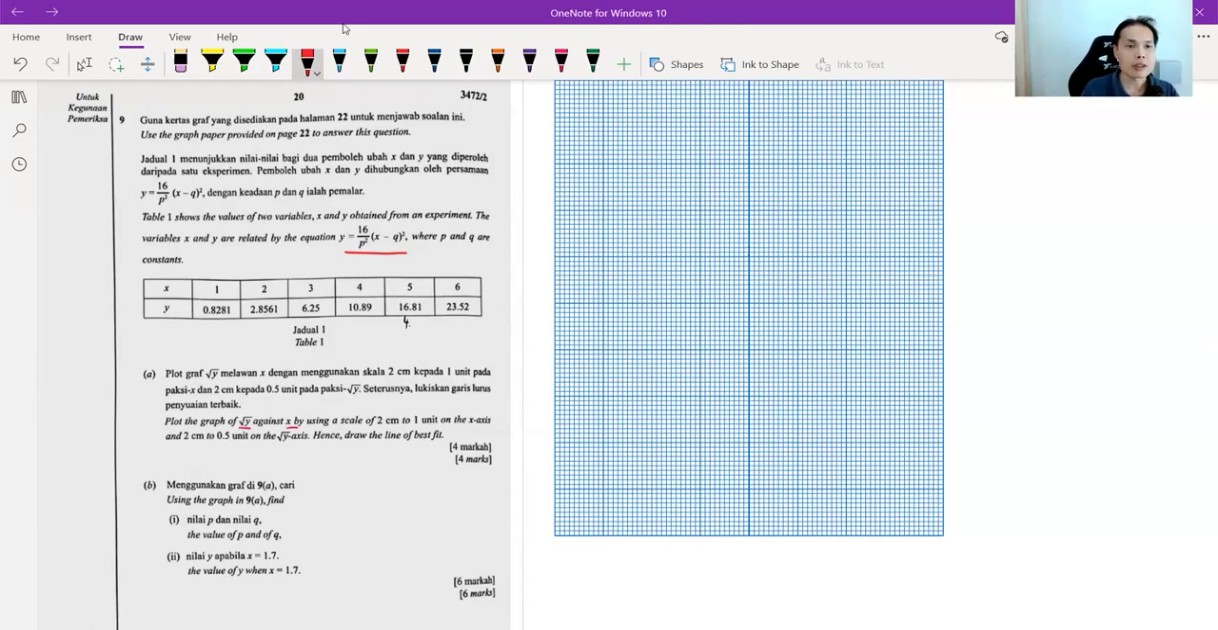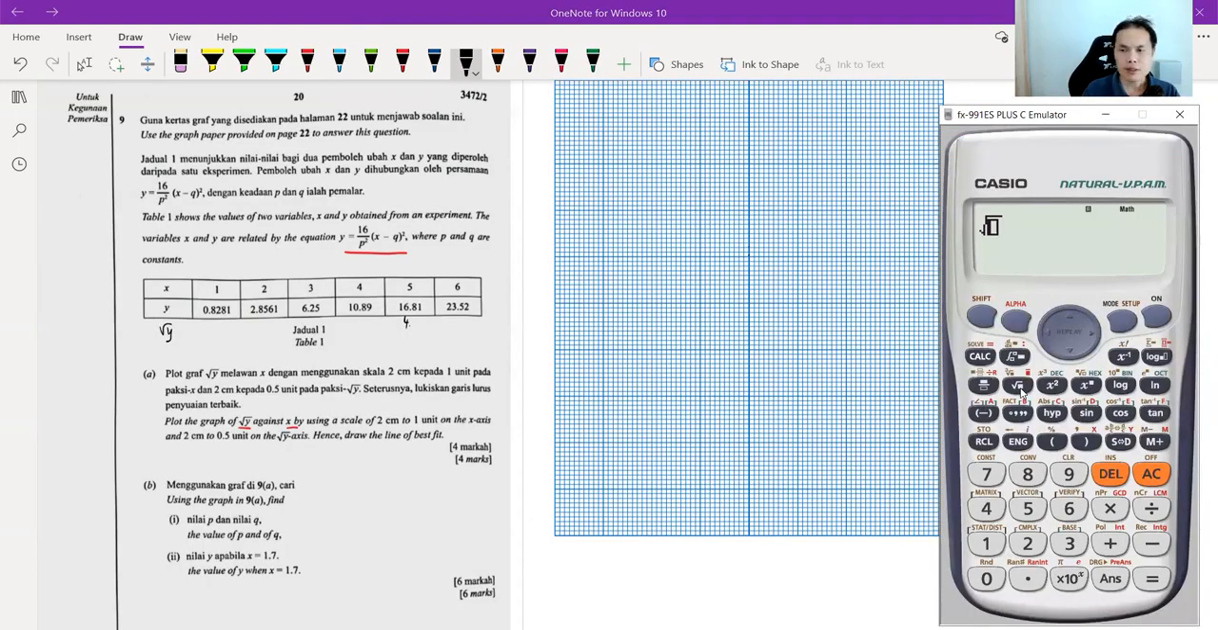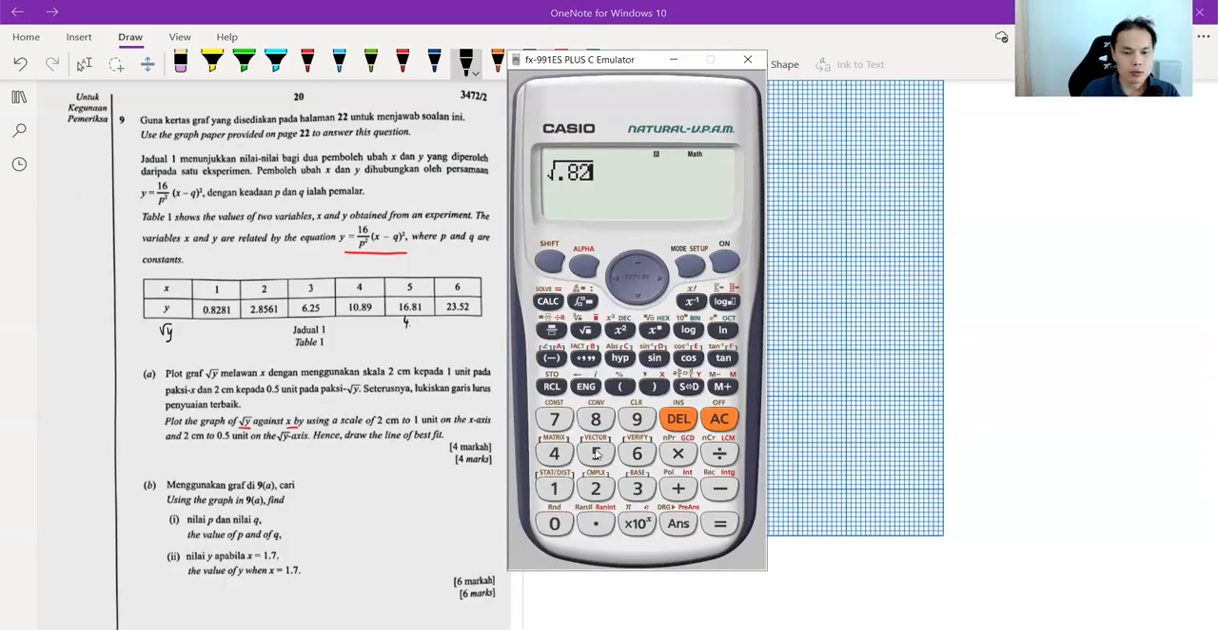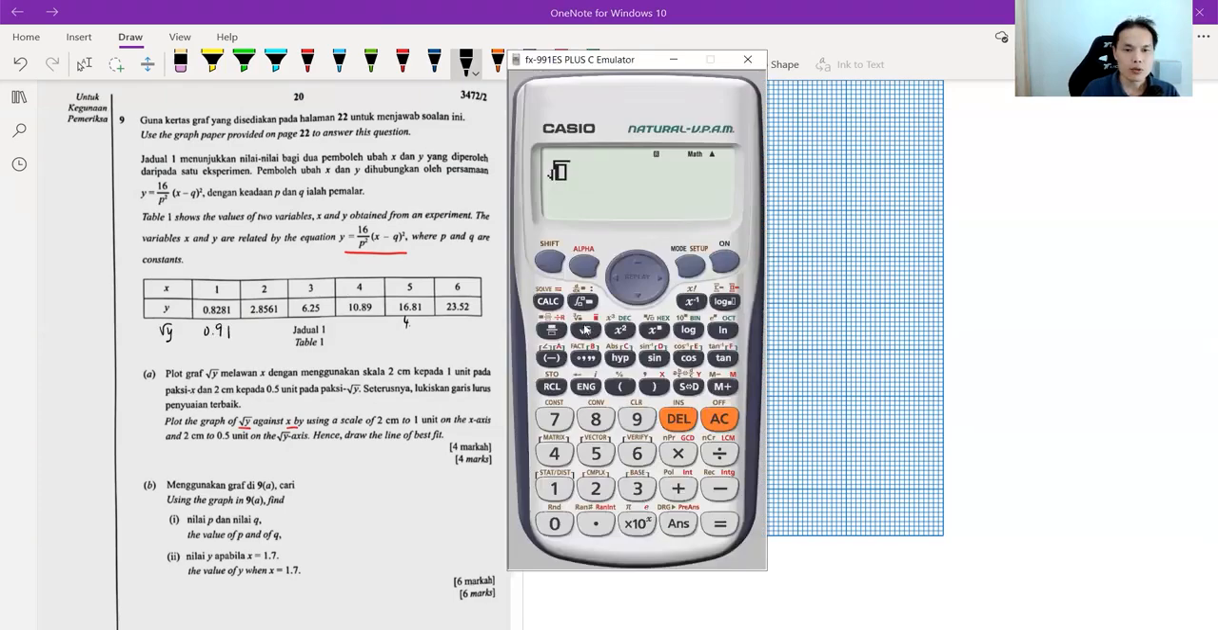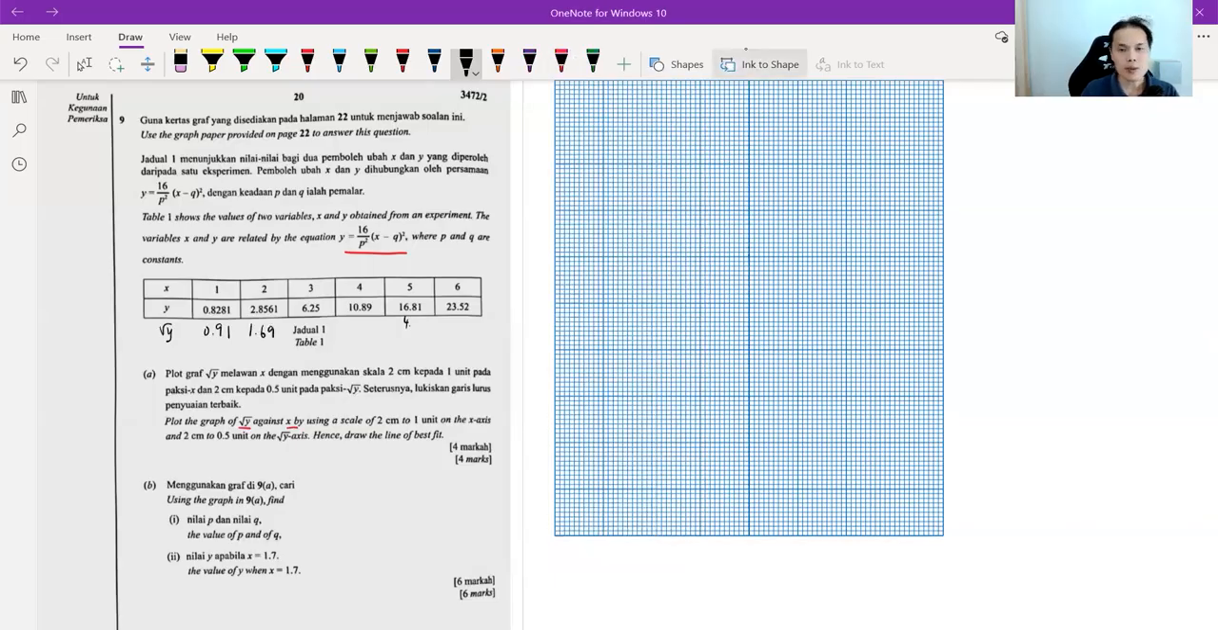They give us a scale here. Now, number one, you need to recalculate your square root y. X, we don't have to do anything. So now let me write my square root y over here. We have used a calculator. The first y value, 0.8281. This will give us 0.91. Yep, 0.91. Second one, we'll take square root of 2.8561. This will give us 1.69. Okay, 1.69. The next one, 6.25.